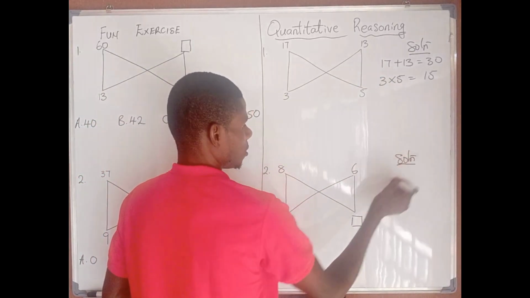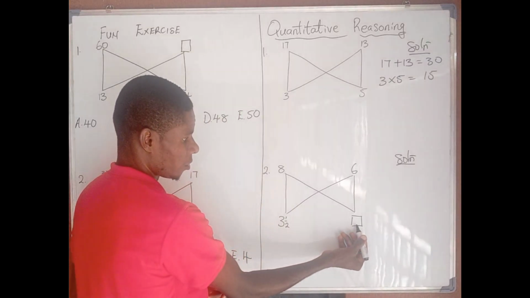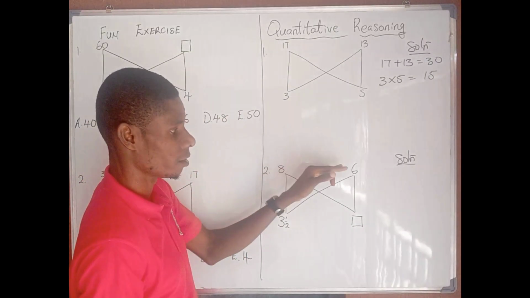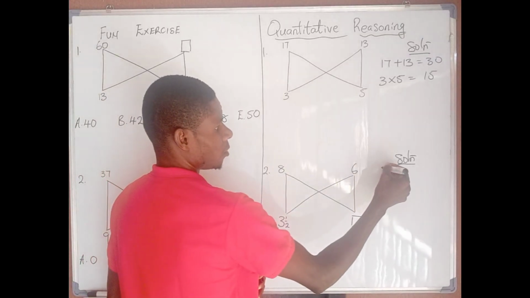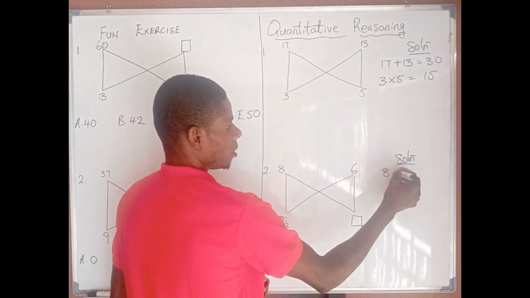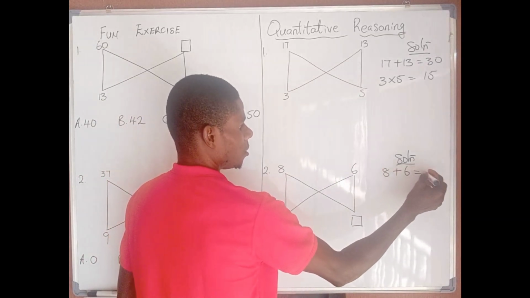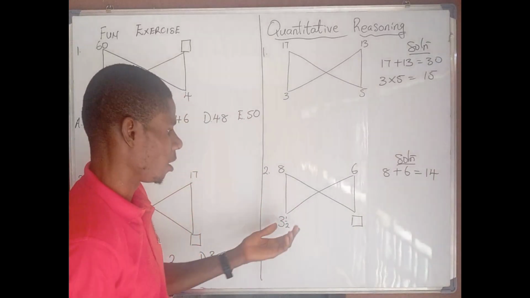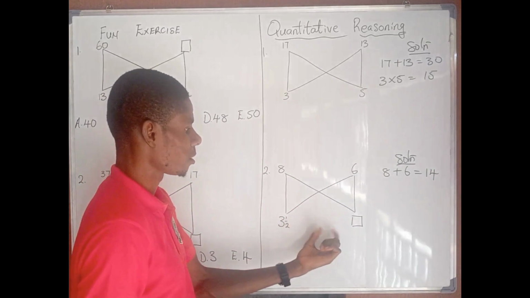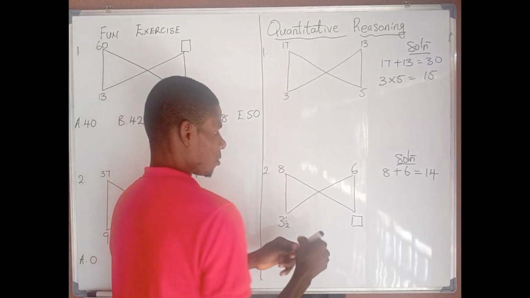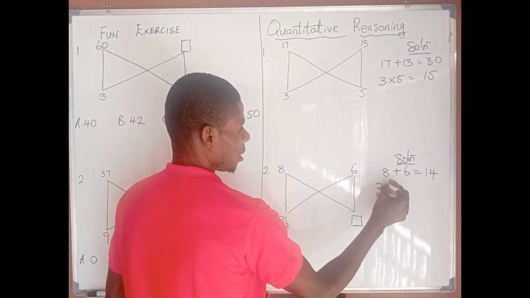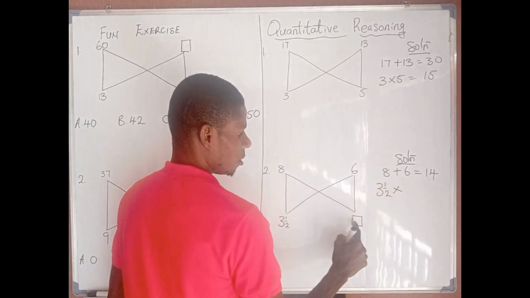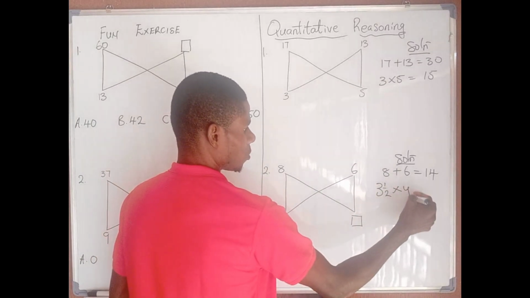But on the second example, we need to find this. The upper one here is 8 and 6. So let's add the two. 8 plus 6 is nothing but 14. Since we are finding here, let's multiply these two. So this should be 3.5 times this box, let's represent it with y.